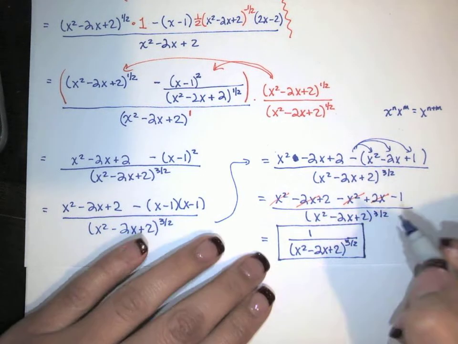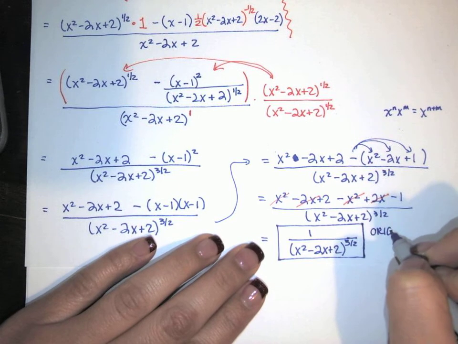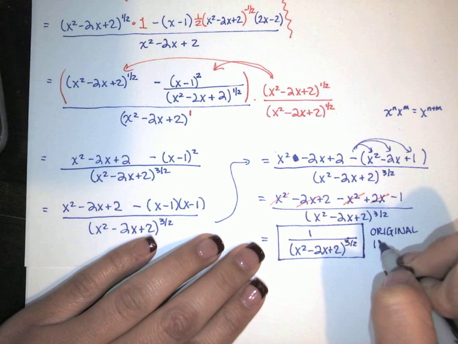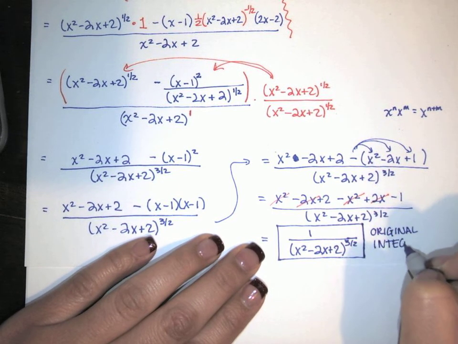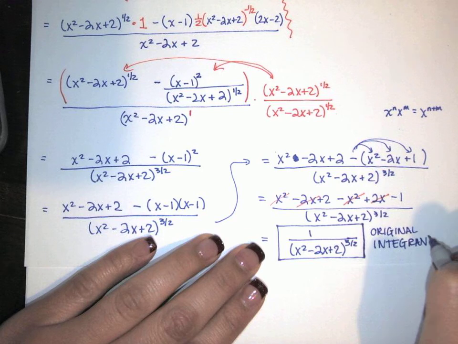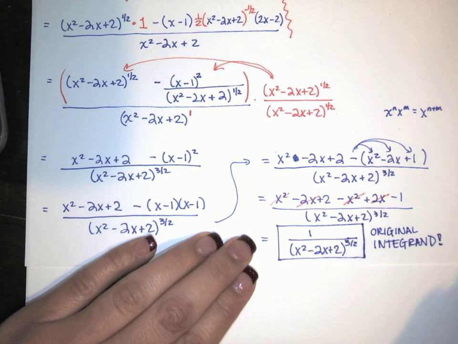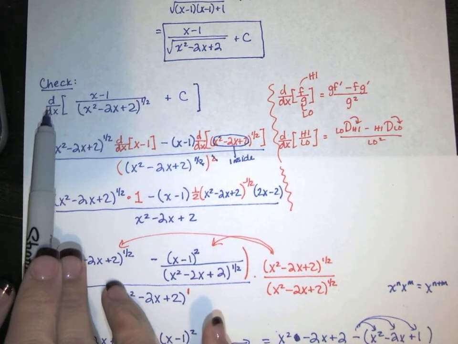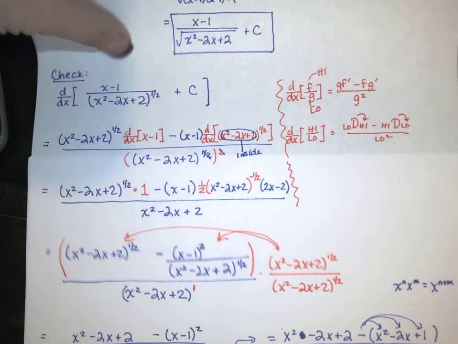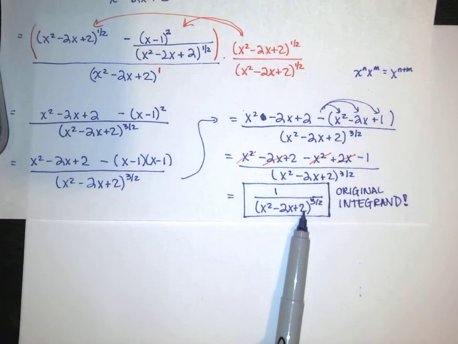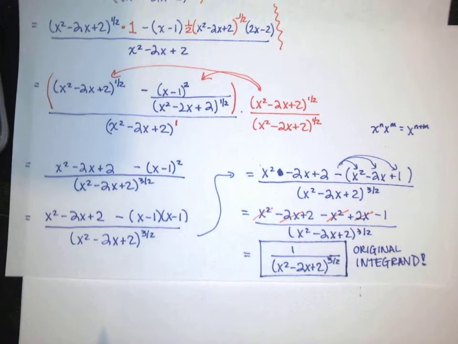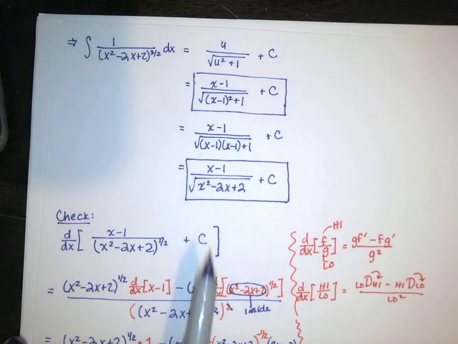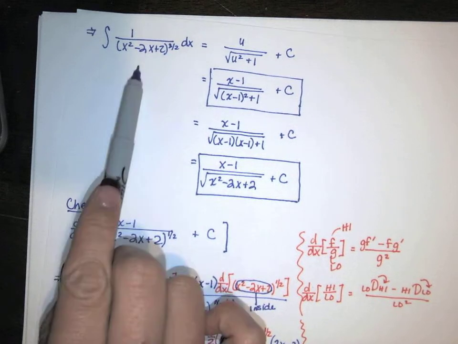There we go. That's our original integrand. Yay. All right. So, the derivative of the antiderivative gave me the function back. Always a good thing. It means you did it right. So, this truly is the antiderivative of this.